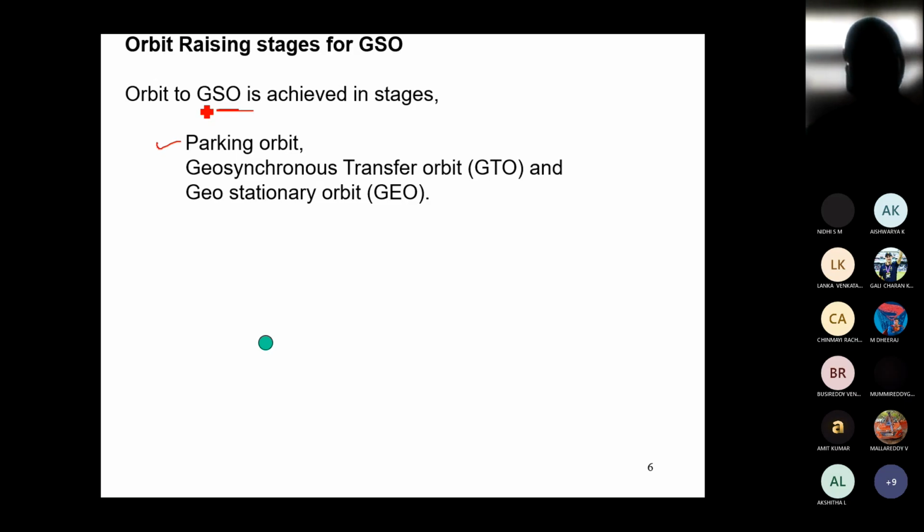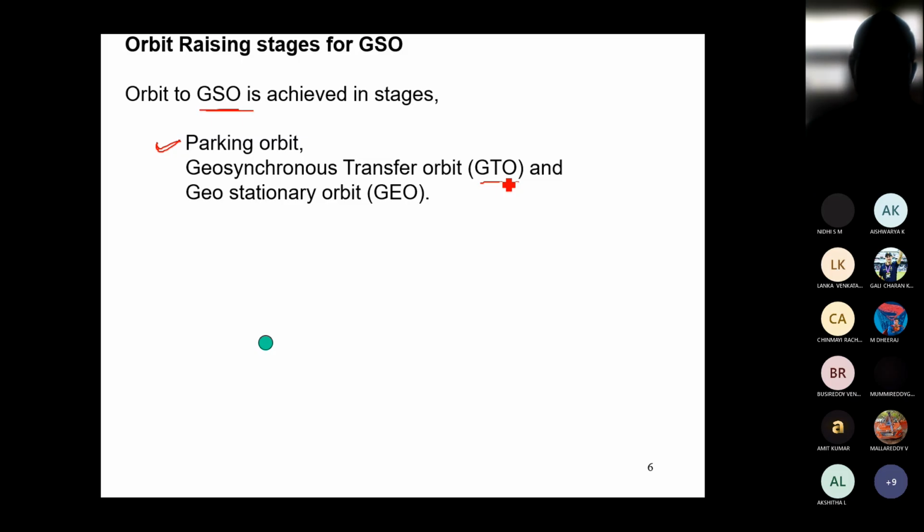The first orbit to which we launch the satellite will be the parking orbit, which is a nearly circular orbit. Then from the parking orbit, the satellite will be launched into another orbit. That is called the geosynchronous transfer orbit, or GTO. Basically, GTO is an elliptical orbit. It's not circular. Geosynchronous transfer orbit is an elliptical orbit.